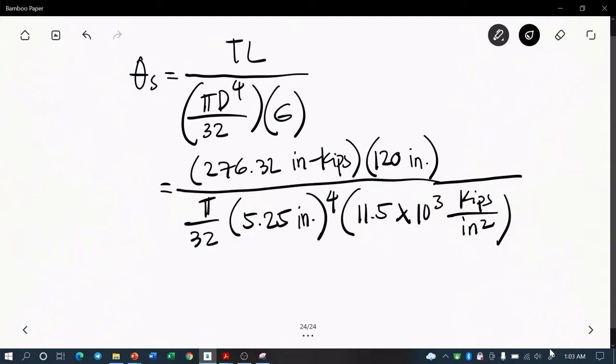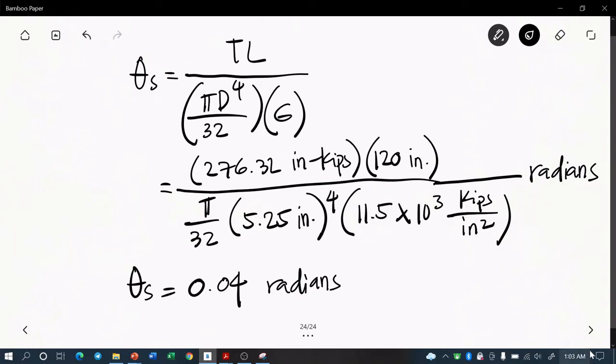So the unit for theta sub s should be in radians. Okay, now theta sub s, please put this in your calculator. While you're watching this, use your calculator. Can you verify the value that I have solved? So it is 0.04 radians.